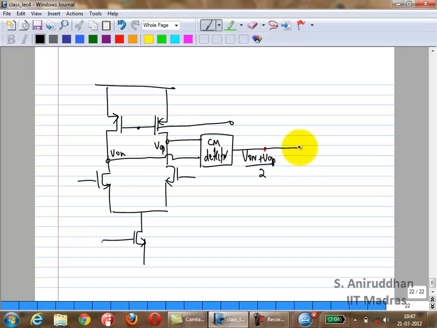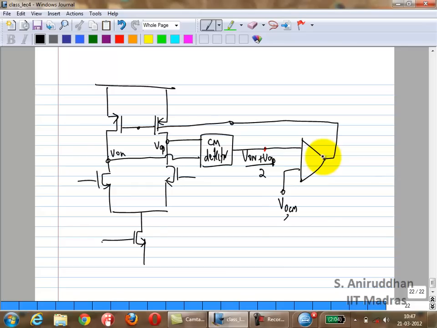We used a common mode feedback circuit, correct? Some kind of indirect biasing scheme where we didn't let the PNP bases float. We biased it using some kind of indirect common mode feedback scheme, correct? We'll do the same thing here. What do you do? So I'll call this some output common mode. I can do this, correct? What will this feedback circuit do?